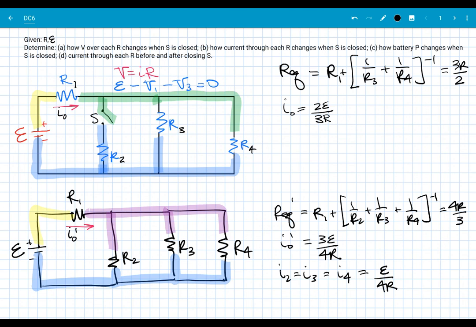And in the case with the switch open, we already found the battery current. The current through R2 is going to be 0 with the switch open. And then the current through I3 and I4 are going to be the same again because this is all set up proportionately, and it'll actually just be half of the battery current. So that'll be E/3R. And that's our currents.